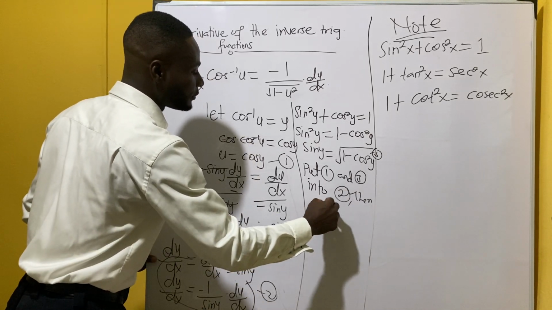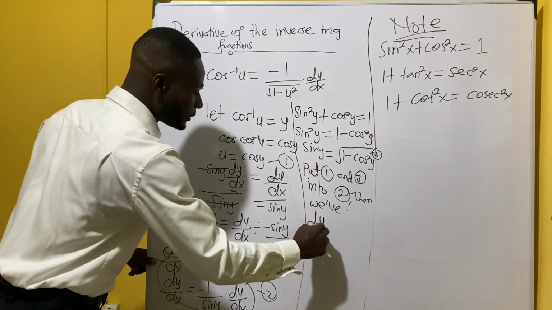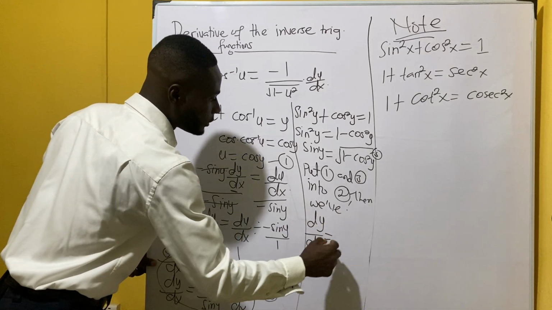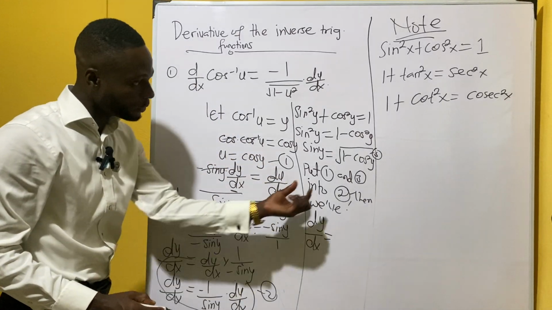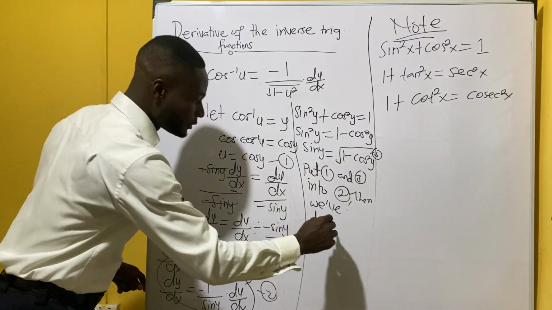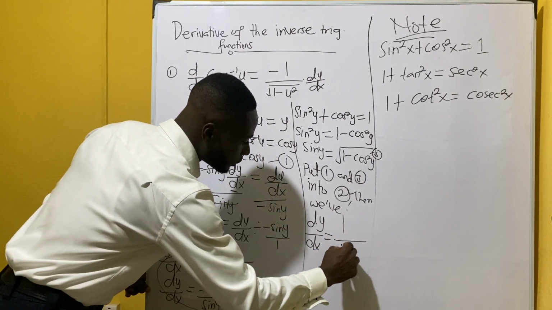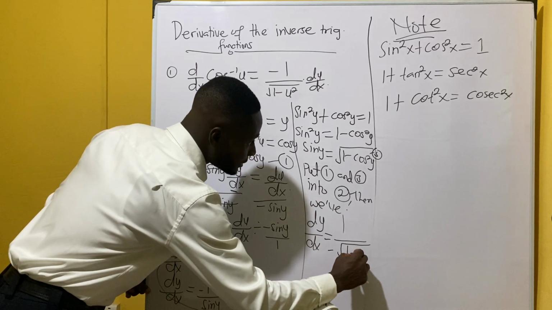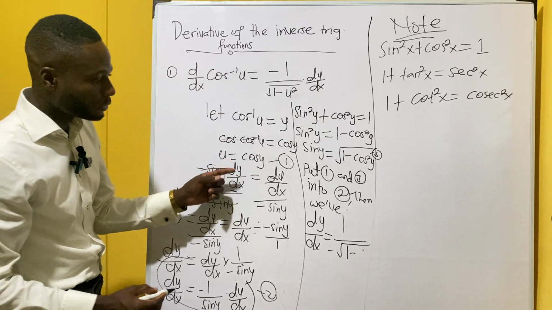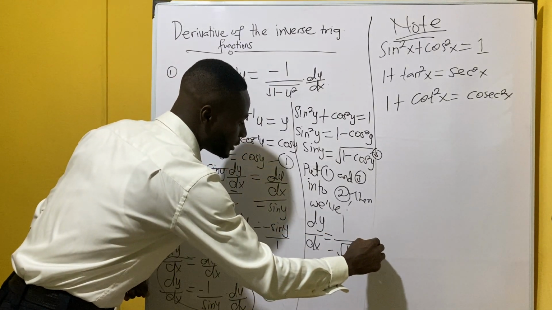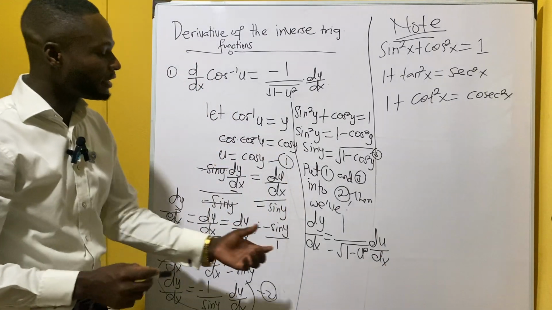then we can have dy over dx should be equal to, now the sine is 1 minus, so we have 1 over negative square root of 1 minus, now the cos is what? U, right? So we have u squared times du over dx. And that is it. Very, very simple.